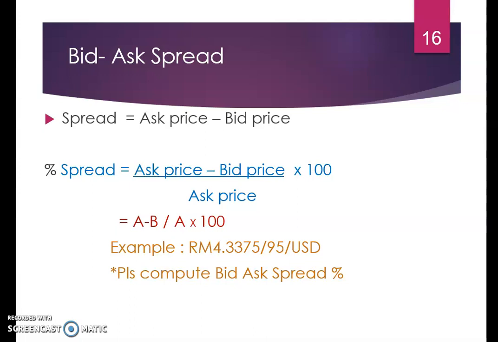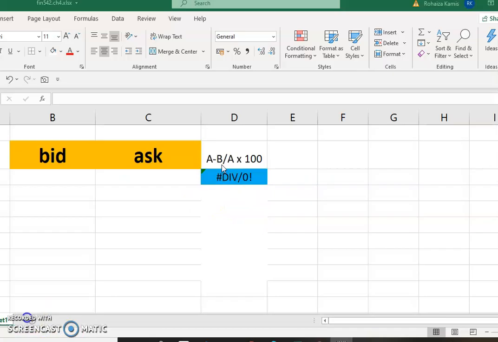The bid-ask spread cannot be a negative value. It must be a positive value because, rule of thumb, the ask price must be a bigger amount compared to the bid price. That's why if you want to calculate the spread, it is the ask minus the bid. So the very simple way, A minus B. For the percentage spread, A minus B divided by A times 100. Now I want to show you how to calculate the bid-ask spread. So this is the formula, A minus B divided by A times 100.